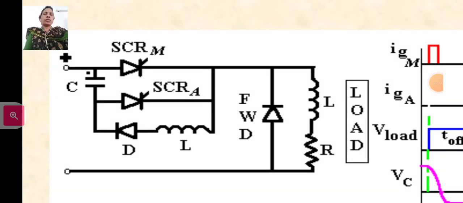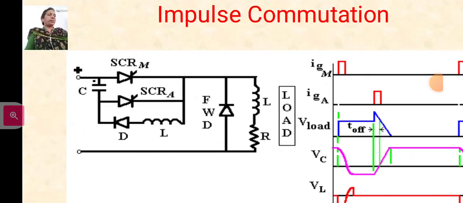SCR-M is the main thyristor and SCR-A is the auxiliary thyristor. So in this, we just assume that the capacitor is initially charged to voltage Vc with the upper plate positive. The commutation process can be described by the following two modes.